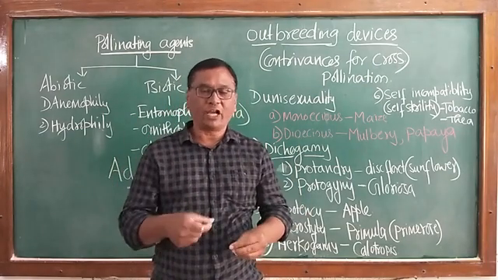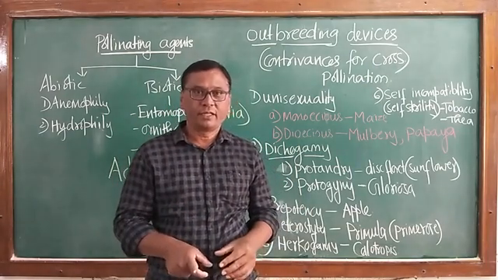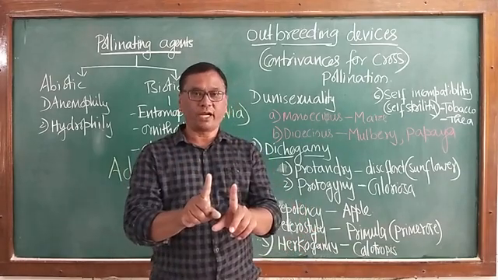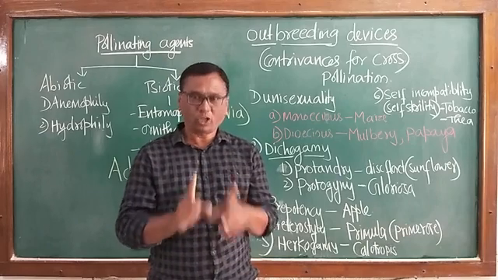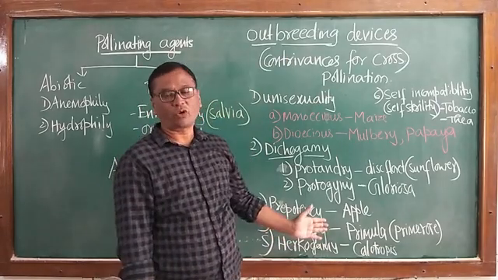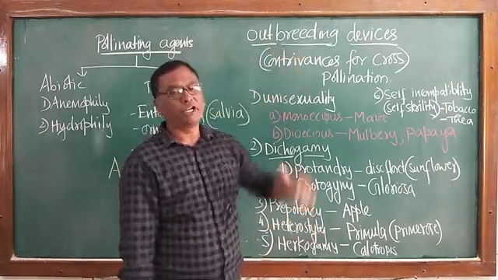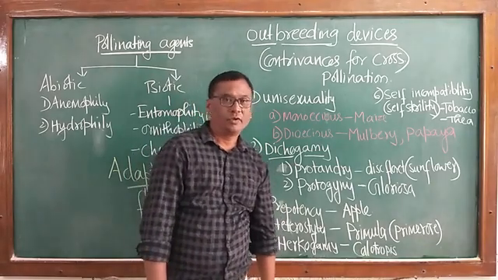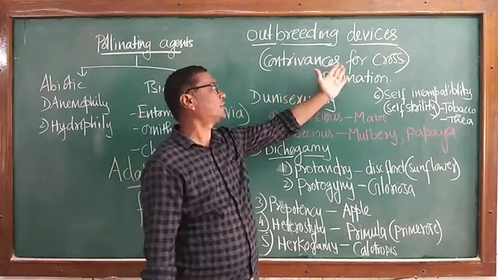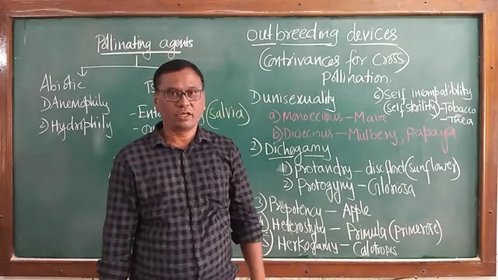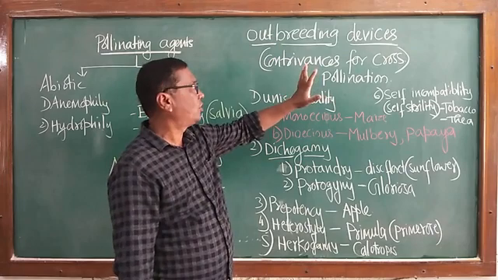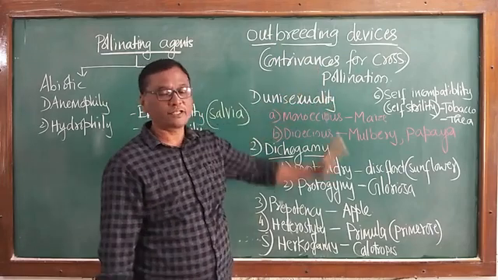It is not in the same flower or on the same plant. The process of pollination which involves two different plants is known as xenogamy, cross-pollination. And today the topic which we are going to study is the outbreeding devices of the plants. Outbreeding devices also means that these are the contrivances for cross-pollination. Now what do you understand by this? Outbreeding devices or contrivances for cross-pollination.